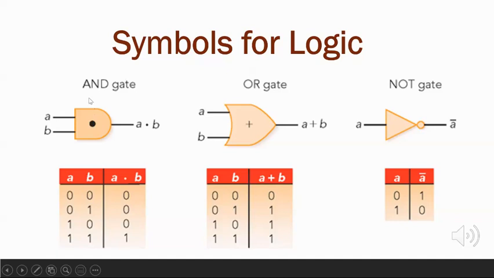The left one is the AND gate. The AND gate has a straight input and round output. Sometimes we use a dot in the middle of the shape to indicate an AND gate, but the dot is not necessary.